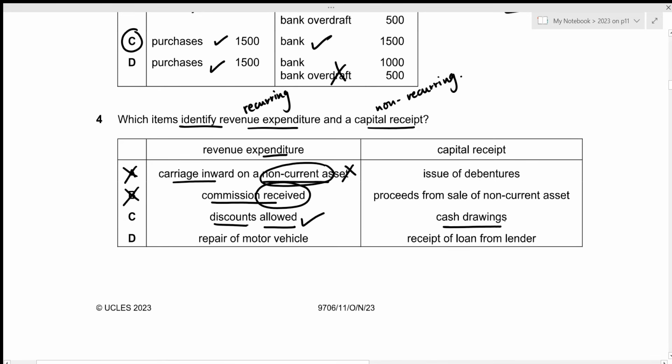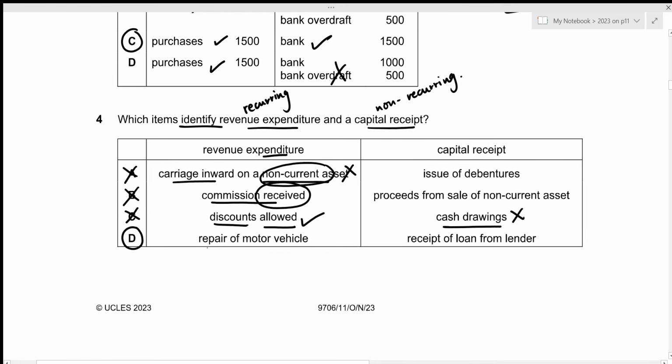Now for capital receipt, we have cash drawings. And cash drawings is when the business will have lesser amount because the owner will withdraw cash of the business for her personal expenses. So that's definitely not an income for our business, right? So this cannot be classified as capital receipt, which means that option C is incorrect. So by default, option D will be correct.